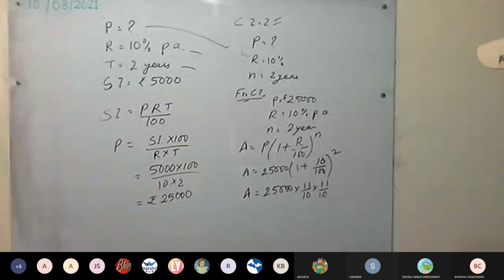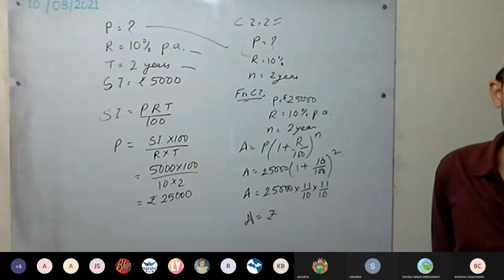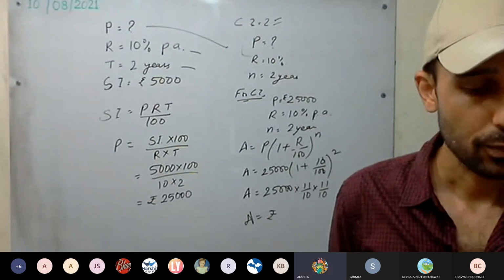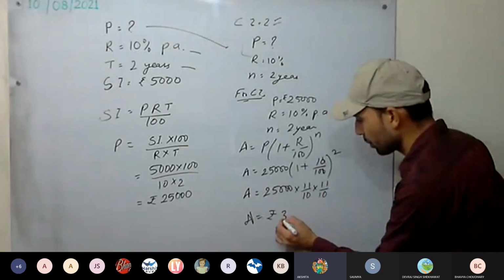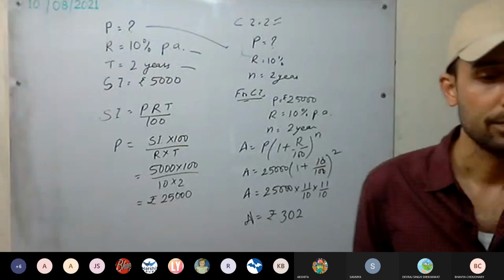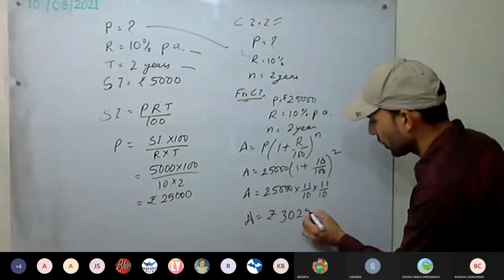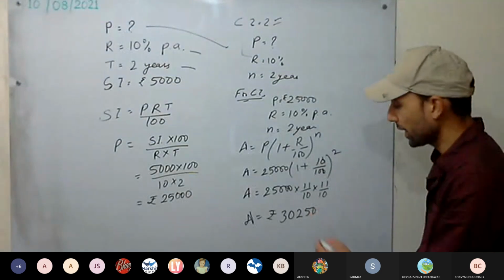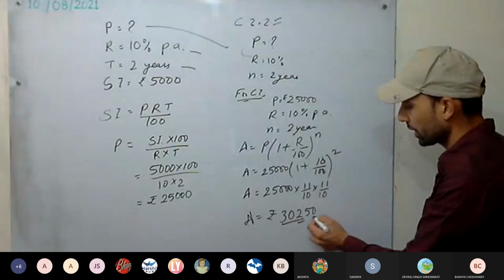Calculate and tell me how much you are getting. Calculate the amount. Now everyone calculate the amount. 30,250. This much you will get. This is the amount, 30,250. Okay.